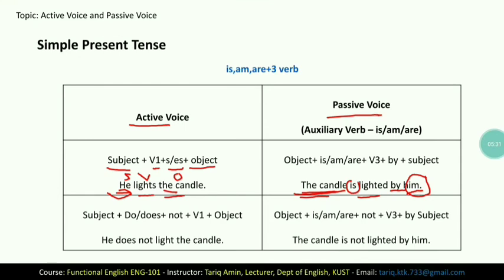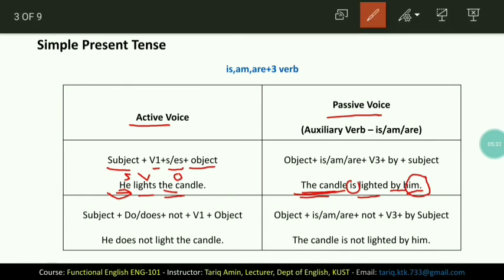The other example is of a negative sentence. First of all we put the subject, after that we put do or does. With third person singular we put does, and with the rest of the subjects we put do. After that we put not, and then the first form of the verb, and then the object.